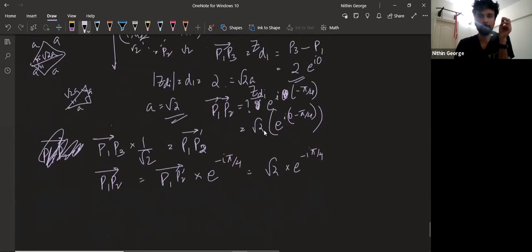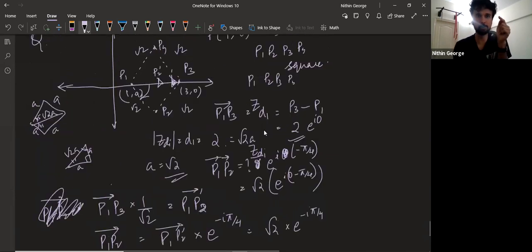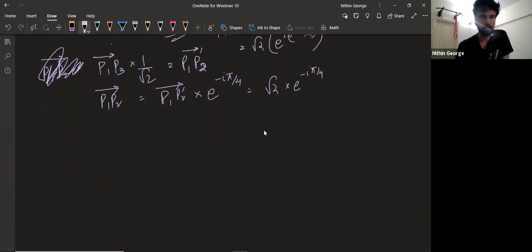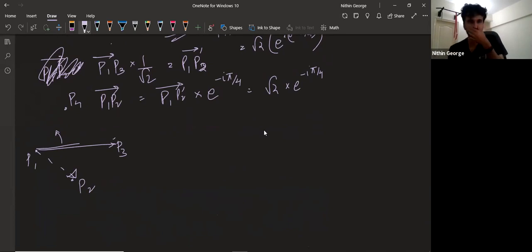But let me just continue this and then I'll solve the same thing for P4. So we have P1. We have P3. We'll find P2 now. And then we'll find P4 using P1, P2. You can use this and tilt this 45 degrees to get P4 and then just divide the magnitude by root 2 to get it here. But my idea is we'll use P2 to find P4. So let's find P2 first.